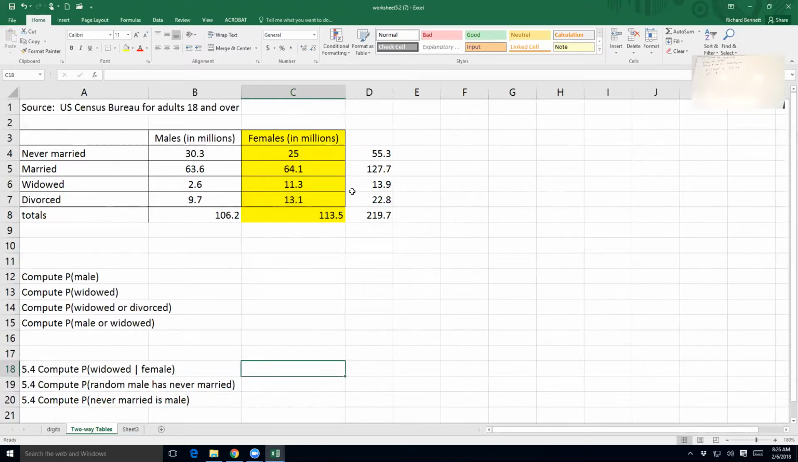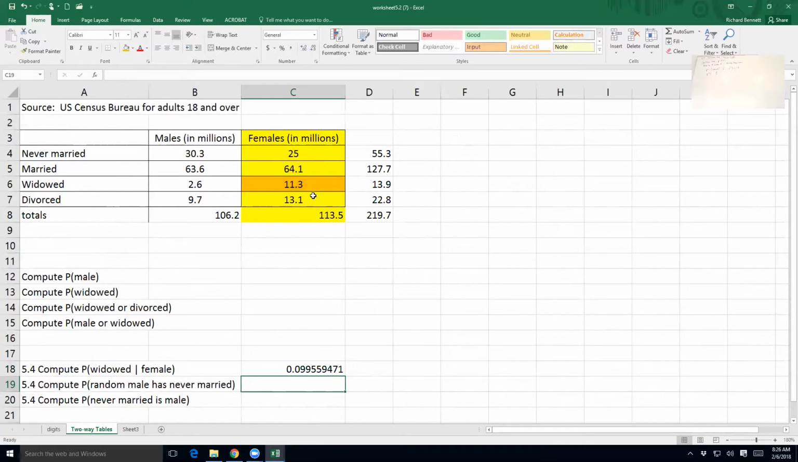So 2.6, how did you get that? 11.3. So we're really, I'll put that in a different color. So we're really looking at that color there. So the probability that they are widowed given that they are female, how would I figure that out? 11.3 divided by 113. So almost 10%. Does that make sense?